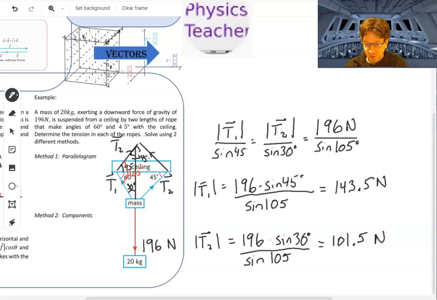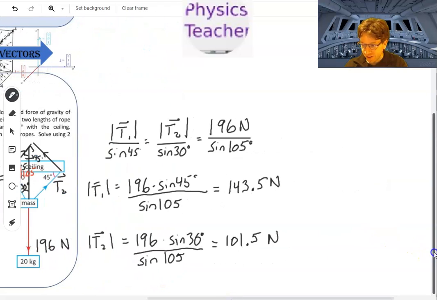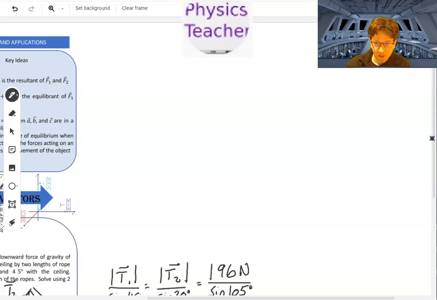So now I'm going to show you how to do the components method. I'm just going to get a little space here, and I'll redraw it so that we can see. So we had our ceiling, one rope, T1, one rope, T2, and then we had our 196 down, and we had our angles of 60 degrees here, 60 degrees, and this angle here, which was 45 degrees.